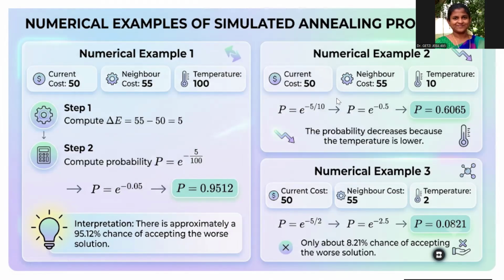So let us take the case where the temperature is 10. The probability decreases because the temperature is lower. Now there is only a 60 percent chance. But when the temperature is 2, you see here that there is only an 8.21 percent chance of accepting the worse solution. So these are some numerical examples of acceptance probability.